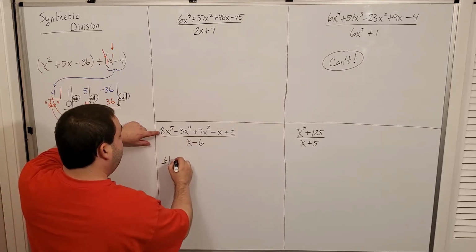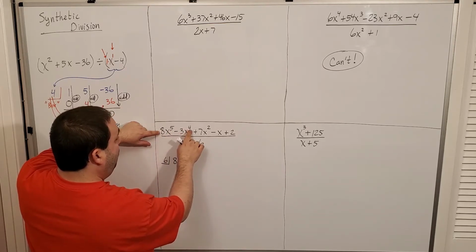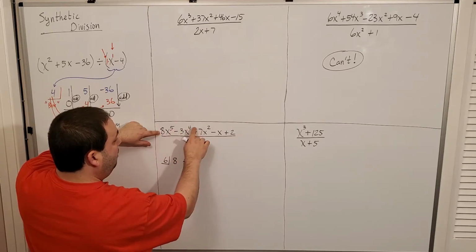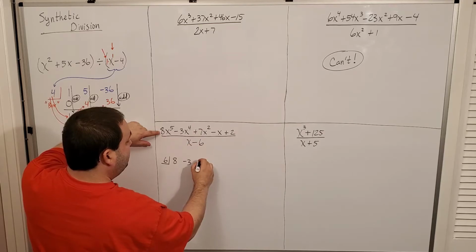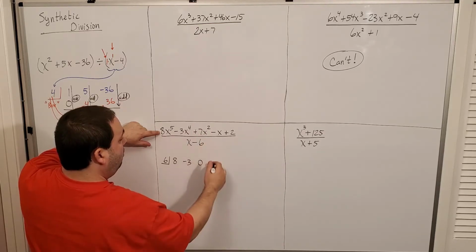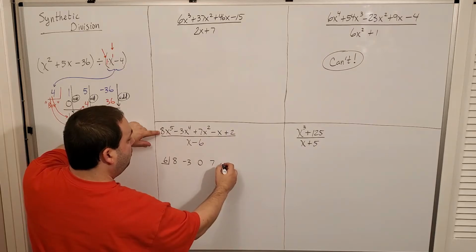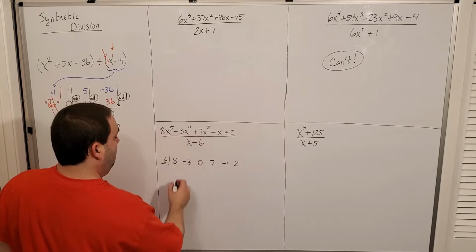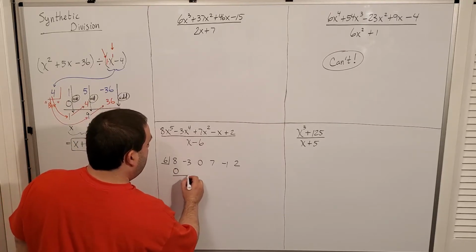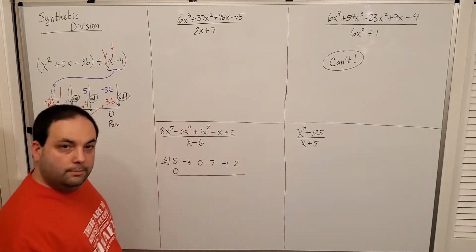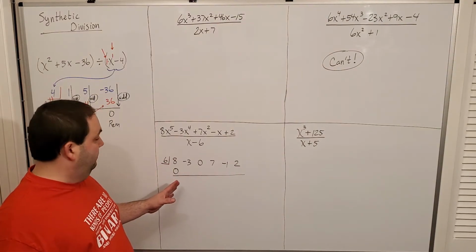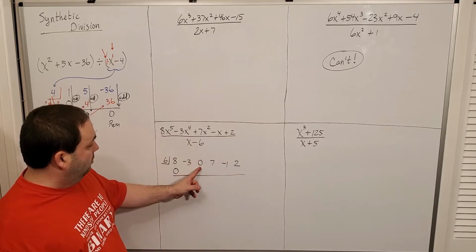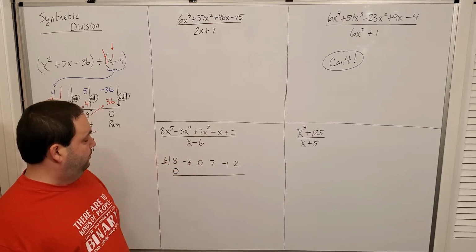I have 8, negative 3, 5, 4, there's no 3 power. So I put a 0. 2 power would be 7. 1 power is negative 1, and then 2. Put a 0 underneath the first column, draw the line, and buckle up. Make sure you're with me at this point, right? I have 8, negative 3, no cube power, 7, negative 1, 2.